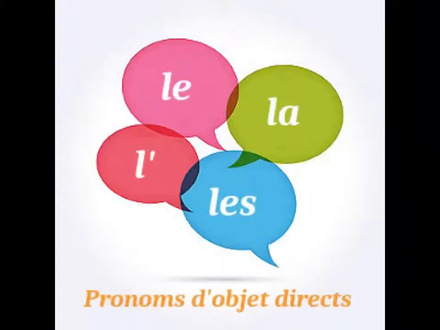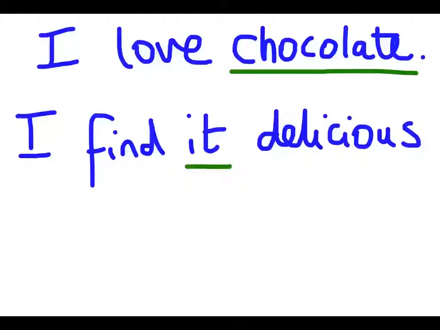In this video, I'm going to explain how you can use direct object pronouns in French. We also use direct object pronouns in English, and they are used to replace a noun that we have previously mentioned. And we often use them to avoid repetition of words. So for example, if I said, I love chocolate, I find it delicious, the it is the direct object pronoun because it's referring back to chocolate.